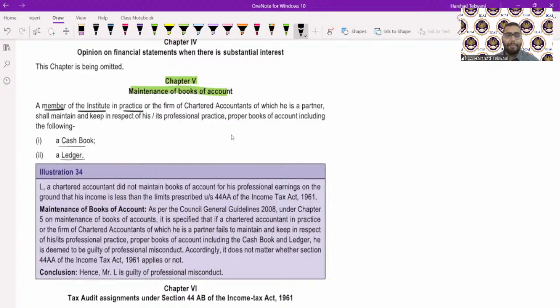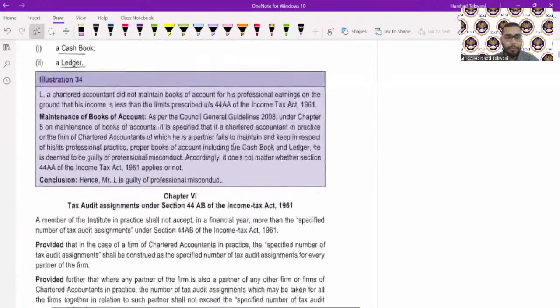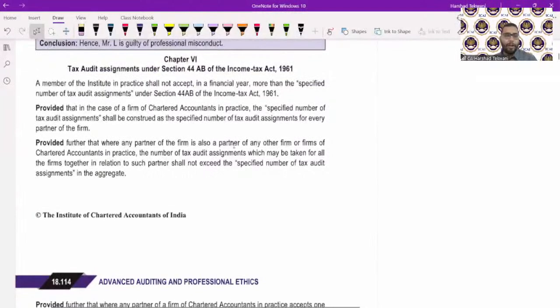Now, there may be other provisions which are applicable, for example, section 44A of the Income Tax Act. So again, these are the minimum that are required, but if there is any additional criteria of any additional act, then those are also required to be complied with. Tax audit assignments, very important one.